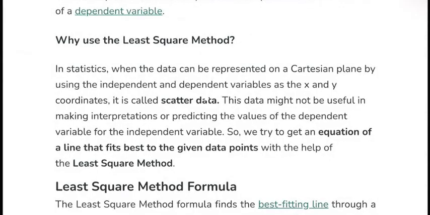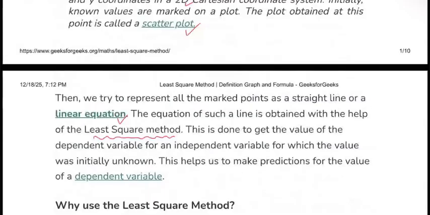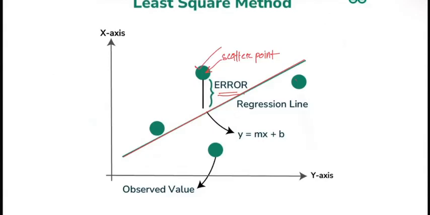Why do we use the least square method? Here it is described. So this is A and this is B, the individual. In statistics, when the data can be represented on the Cartesian plane by using the dependent and the independent variables as x and y coordinates, it is the scatter data. You can see the scattered data in the image. There are many scattered data points, data coordinates.